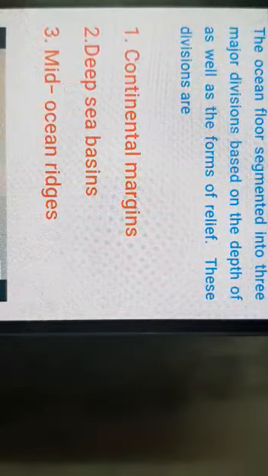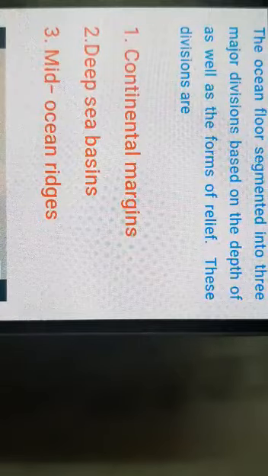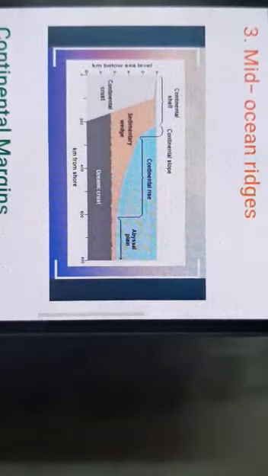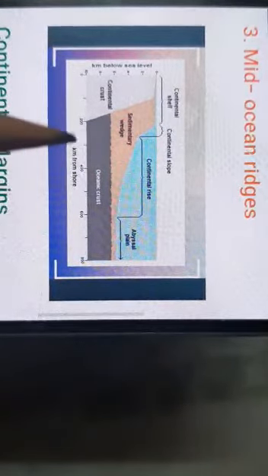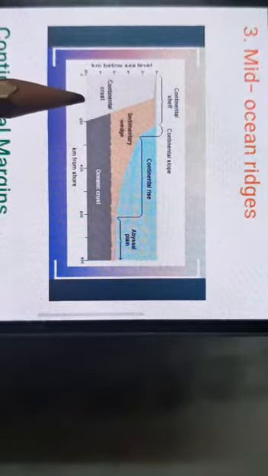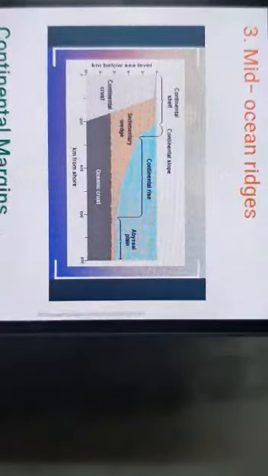Ocean floor. The ocean floor is basically segmented into three major divisions. One is continent margin, second deep sea basins, and the third mid-oceanic ridge. These are the major relief features we can find on the ocean floors. This is the diagram of the ocean floors. As I explained, the three major relief features are continent margin, deep ocean basins and the mid-oceanic ridge.